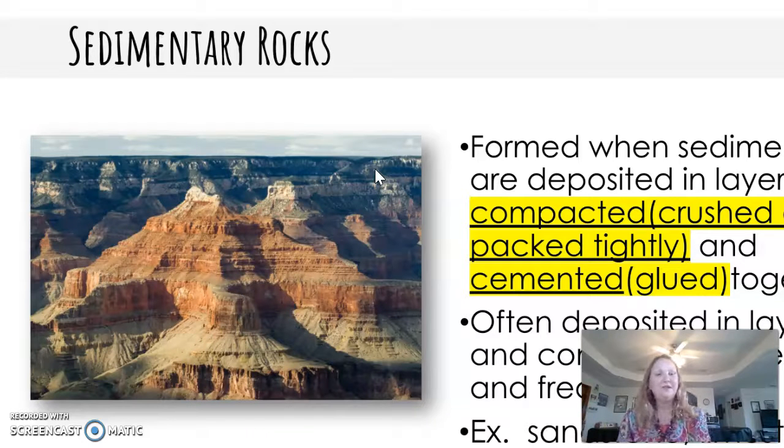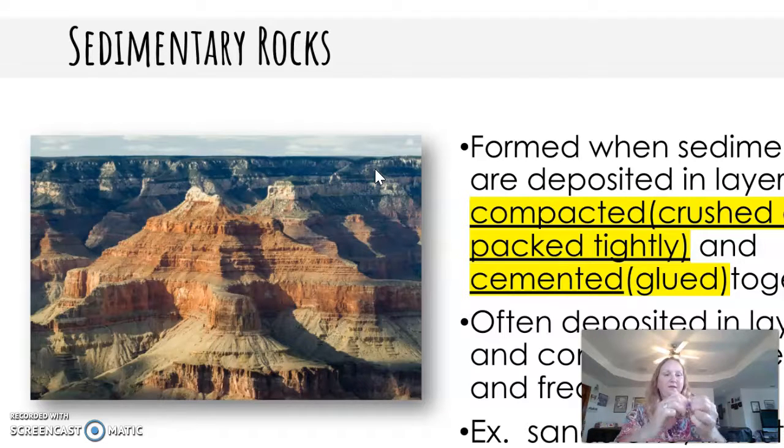Sedimentary rocks are formed when small sediments are deposited in layers and they're compacted and crushed tightly together. Pretend like the starburst is a rock, and wind and rain and ice cause the different rocks to be broken into little pieces. That's your weathering. And then you have erosion: wind, ice, rain. Those things are going to cause the little sediments to move.